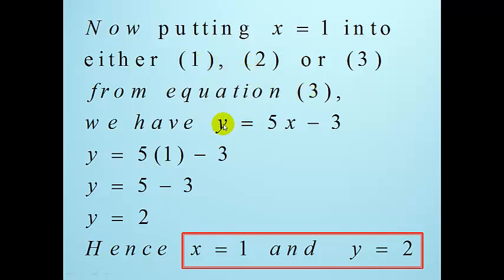Now from equation 3, y equals 5x minus 3. So if y equals 5x minus 3, now we substitute 1 wherever we see x. And in doing that, we have y equals 5 times 1 minus 3. And 5 times 1 is 5. 5 minus 3 is equal to 2. This means that the value of y is equal to 2. Hence, x equals 1 and y equals 2.